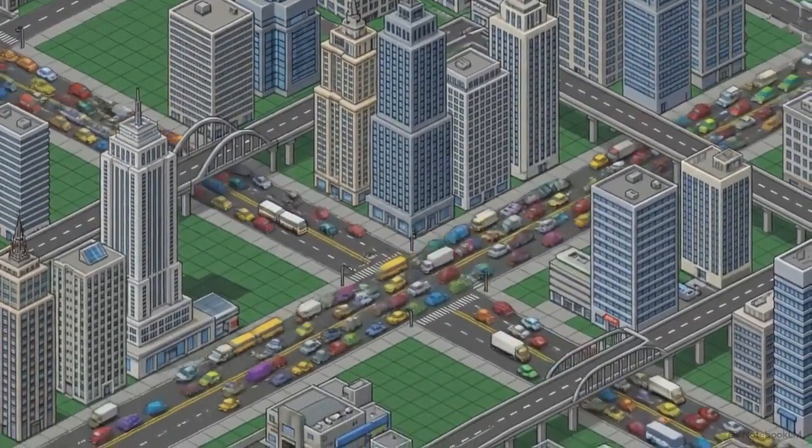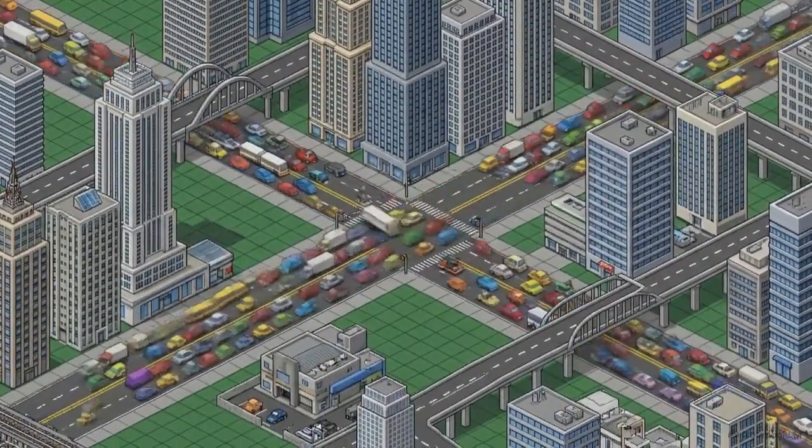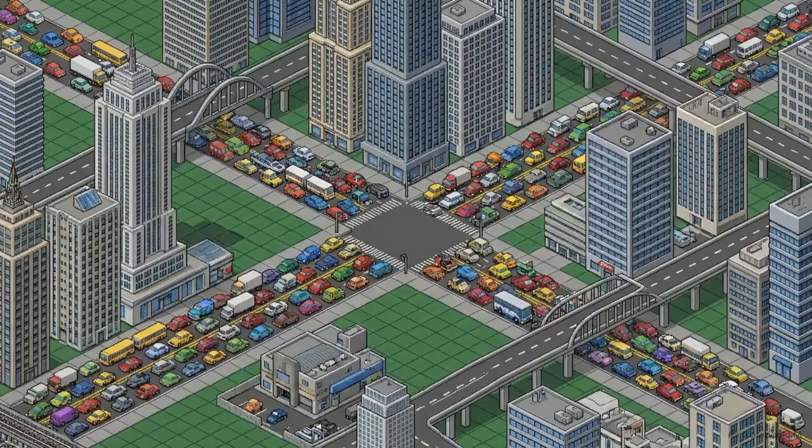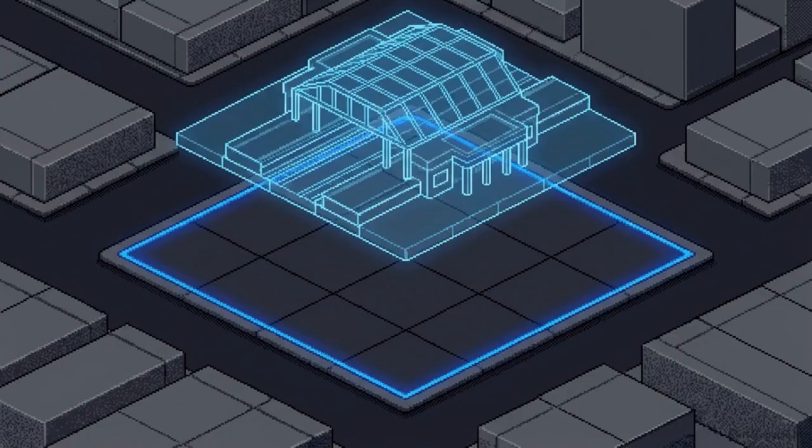The city is growing fast, and traffic is choking the downtown grid. The mayor has secured funding for a massive multi-million-dollar central transit hub. The only question is where to actually put it.